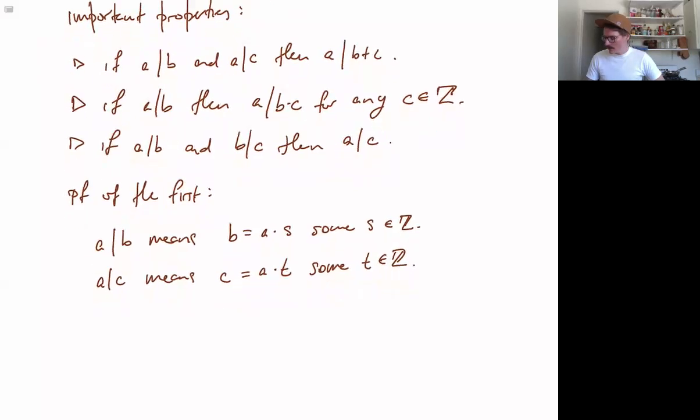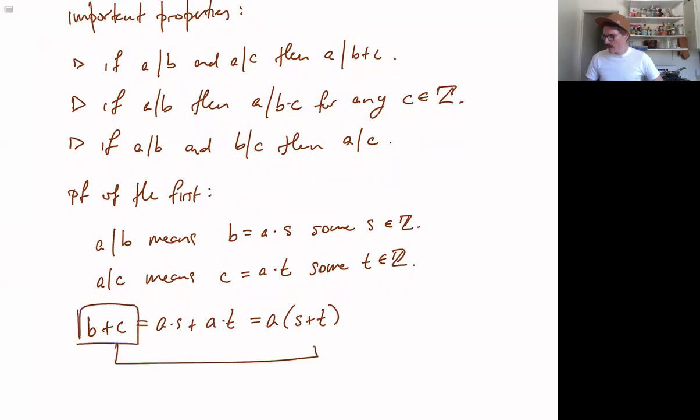And then if we add them together, b plus c, we can rewrite them using these expressions. So b is a times s, and c is a times t. And then we can factor out the a. So we get a times (s plus t). And now if we look at this, what are we saying? b plus c equals a times something. And this is exactly the statement that b plus c is divisible by a. So a divides b plus c. And the other two are similar.